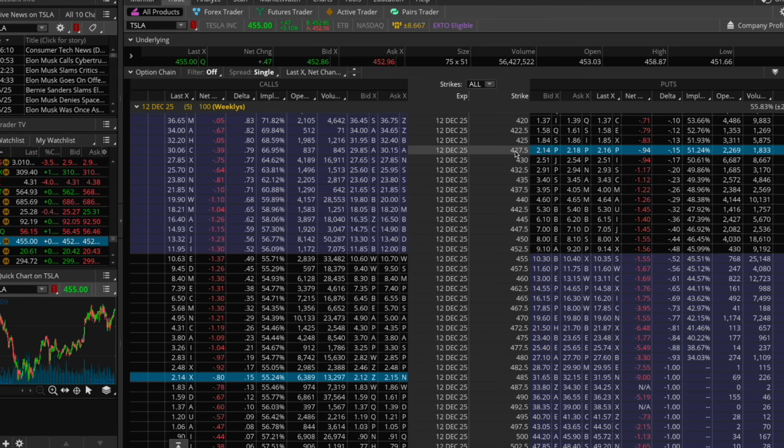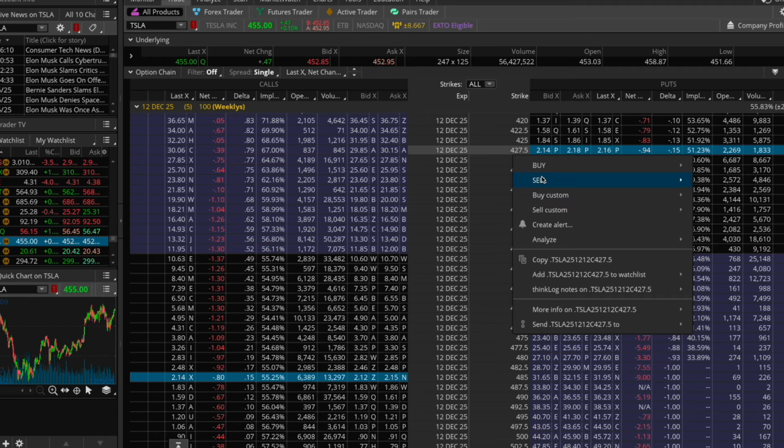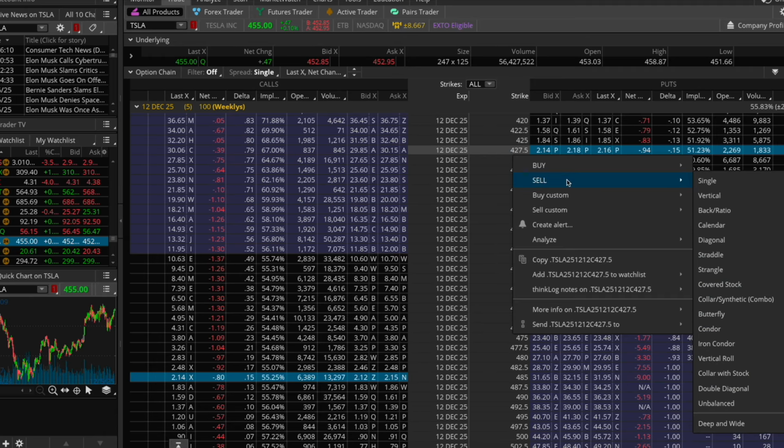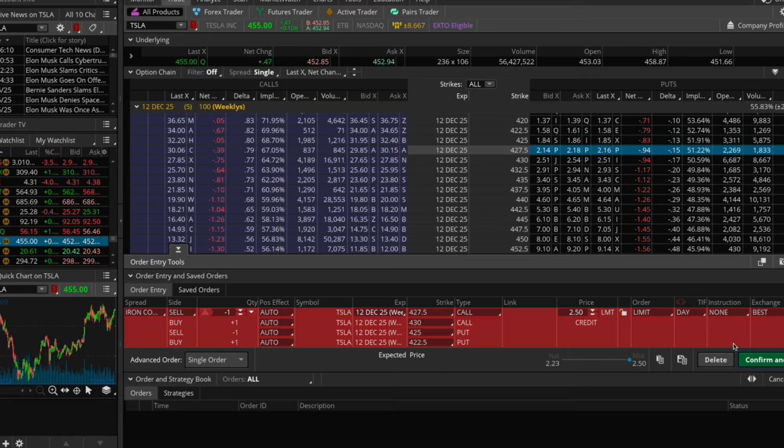So the 427.50 was our example on the put side. So I'm going to right click and I'm going to go to sell, and then I'm going to go to iron condor, because when you're selling a put credit spread and a call credit spread at the same time, it's called an iron condor, and it pulls up these 4 trades in this one window.